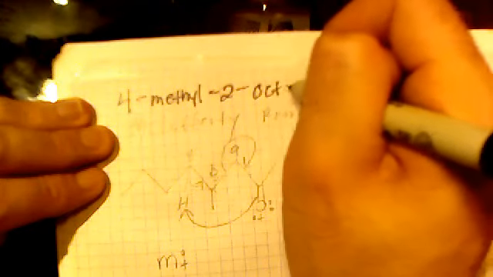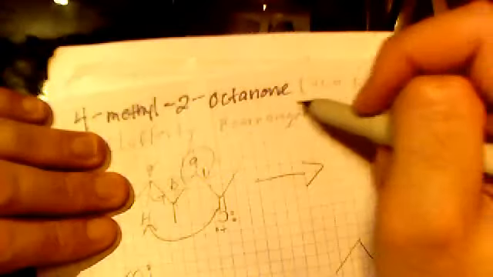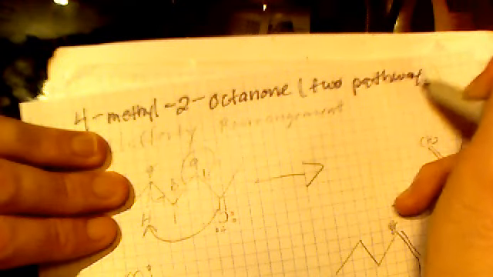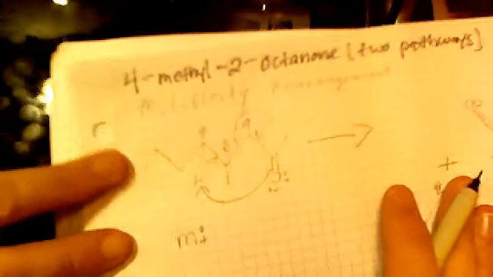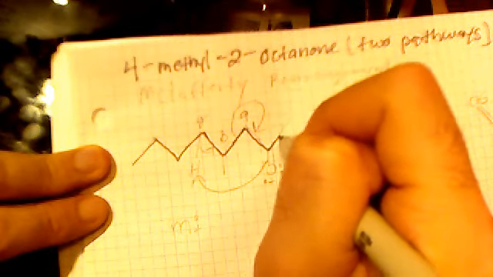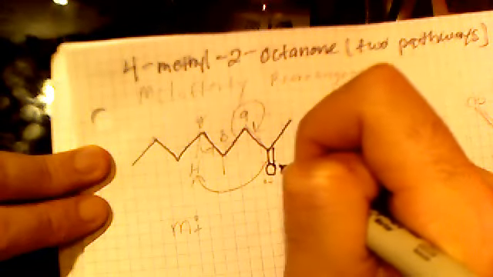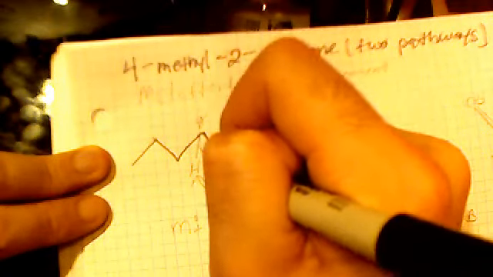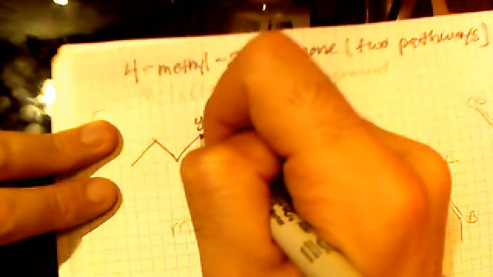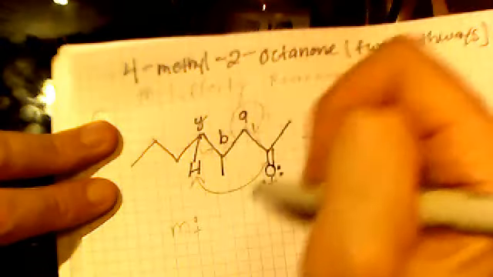So the problem was 4-methyl 2-octanone, it's a ketone. The two pathways thing, I don't know what they mean by this. Two pathways. Alright, it's a McLafferty rearrangement. So let's rewrite this one more time. And this time I'm going to label the gamma carbon, the beta carbon, the alpha carbon, and I'm just going to put this H here because remember it's the H on the gamma carbon that interacts.